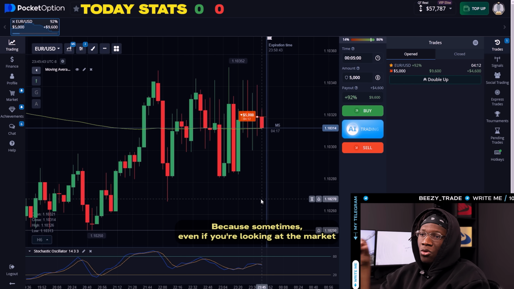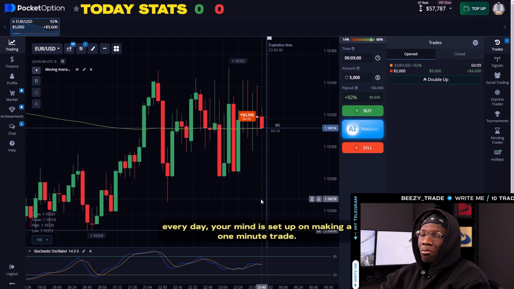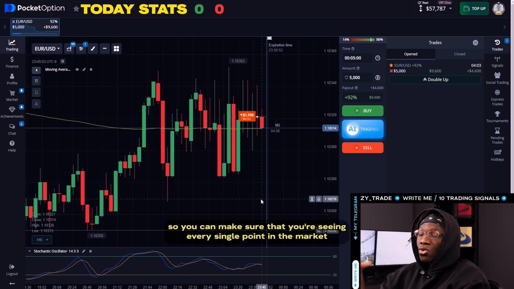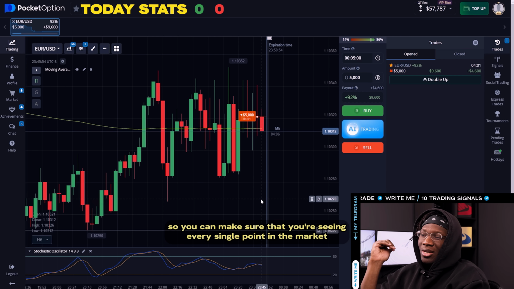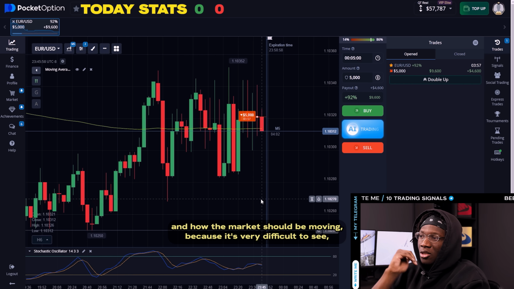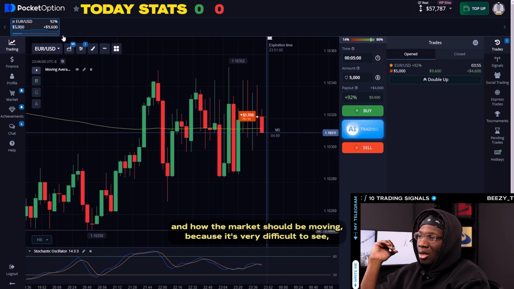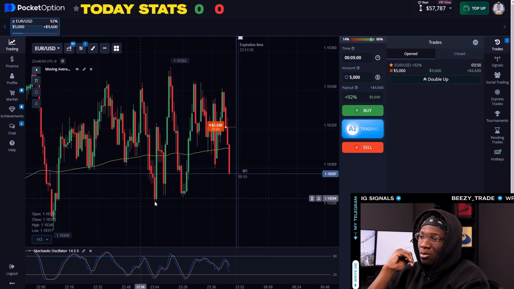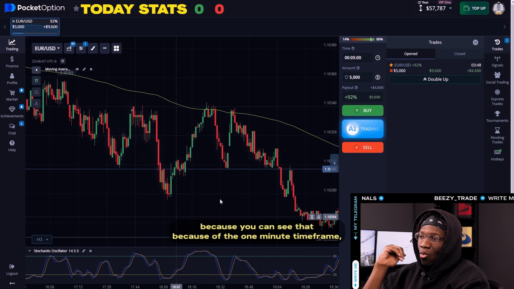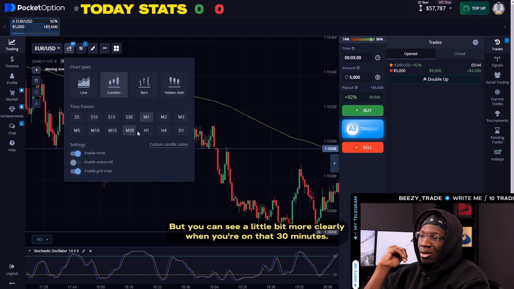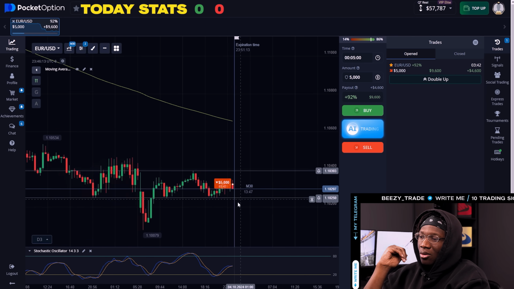Because sometimes even if you're looking at the markets, even if your mind is set on making a 1 minute trade, you should at least look at all the time frames so you can make sure that you're seeing every single point of the market and how the market's been moving, because it's very difficult to see the overall movement of the market on a 1 minute time frame, for example. On the 1 minute time frame there's a lot of movement, but you can see a little bit more clearly when you're on the 30 minutes, right?